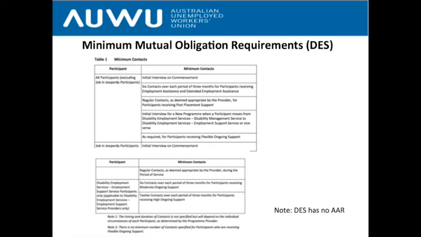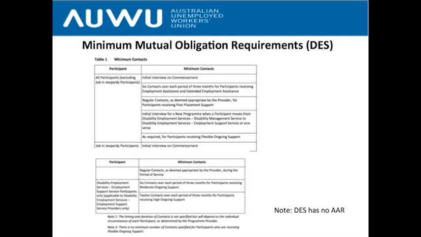appointments. And as it states here, you're required to attend 6 contacts over each period of 3 months. So that's fortnightly appointments. And also, if you're deemed to need high ongoing support, then that's 12 contacts over each period of 3 months. But that's something that is meant to be negotiated. So yeah, to summarise there, DES, the requirements are job searches and contacts.